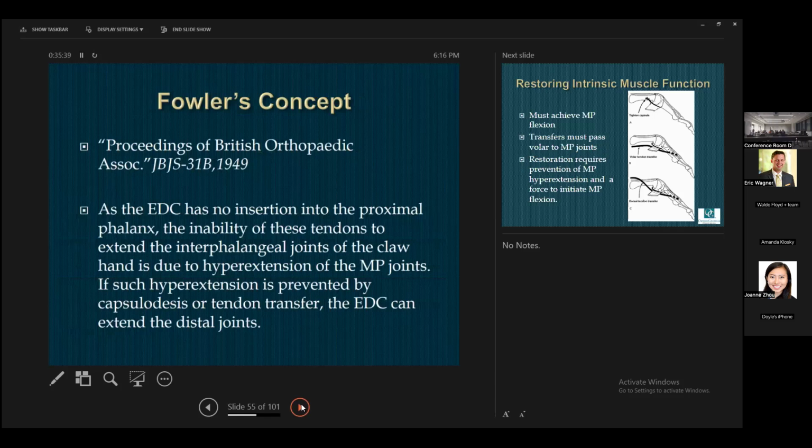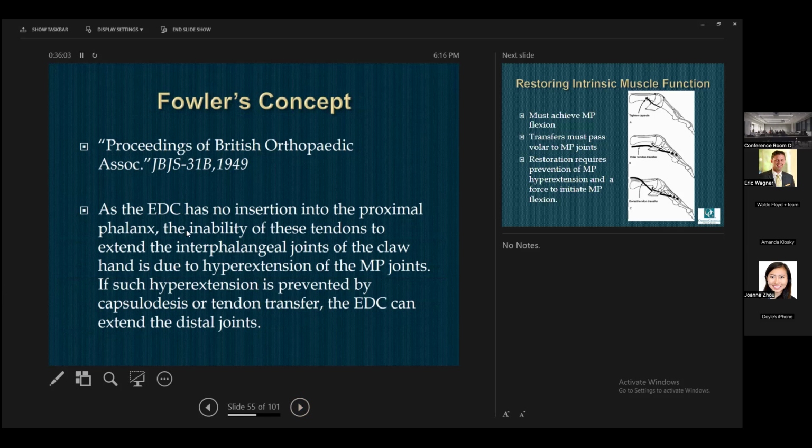Ben Fowler was another Southern hand surgeon. Bill Littler, who was in the Army with him, always referred to him as that genius, Ben Fowler. He later was in Nashville, and you can read about it in volume 31B of the JBJS before the British Orthopedic Association.